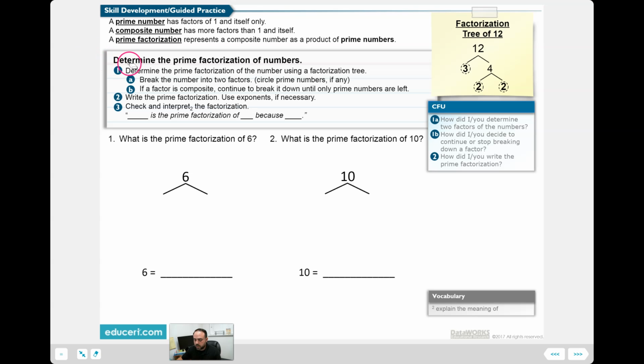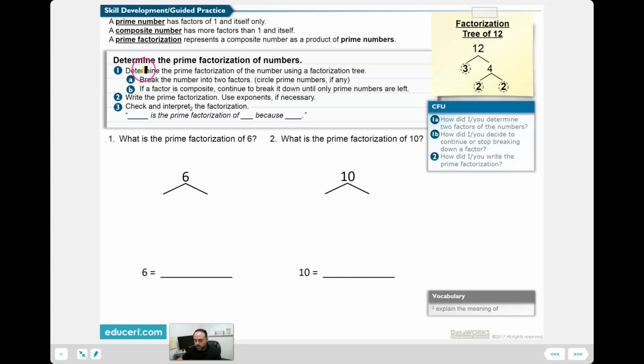Read with me. Ready, read. Determine the prime factorization of numbers. Problem number 1. Ready, read. What is the prime factorization of 6?